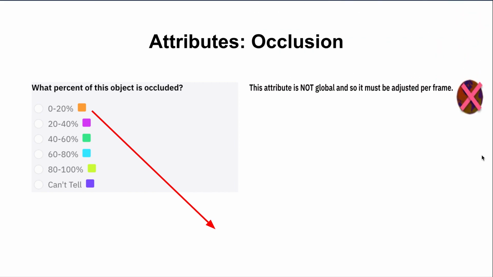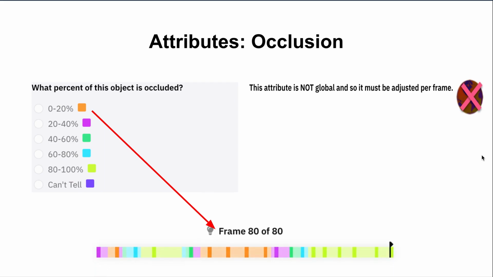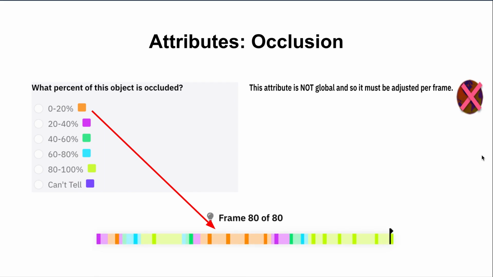Okay, so occlusion is non-global and must be adjusted per frame. And here we have the frame selection and the color of each attribute. It reflects on the frame selection, so you can easily tell what attribute is set to which frame.